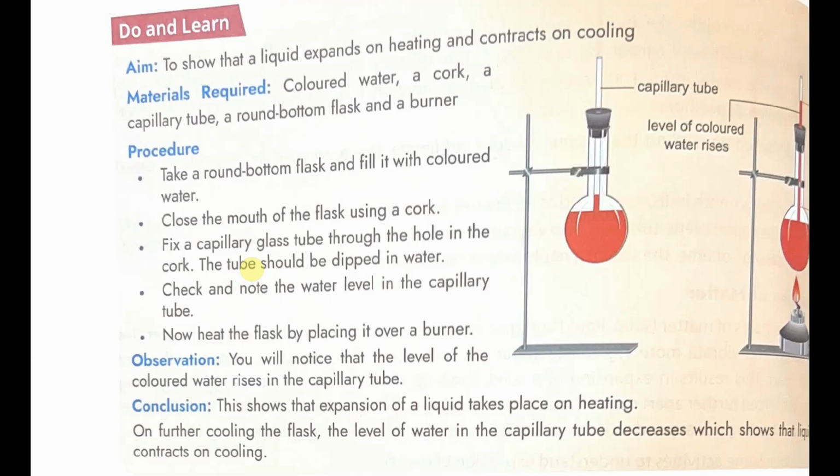Now heat the flask by placing it over a burner. You will notice that the level of the colored water rises in the capillary tube. This shows that expansion of a liquid takes place on heating. On further cooling the flask, the level of water in the capillary tube decreases, which shows that liquids contract on cooling.